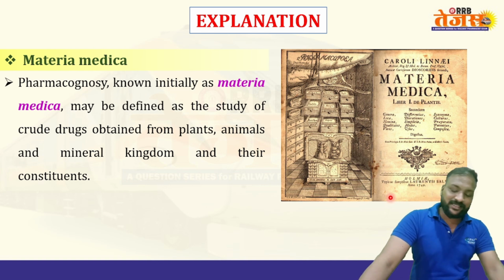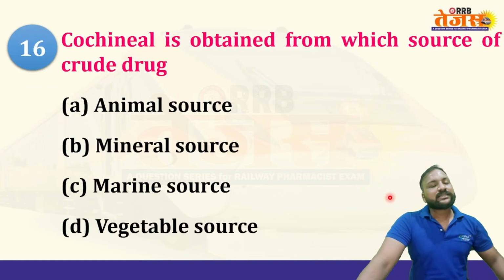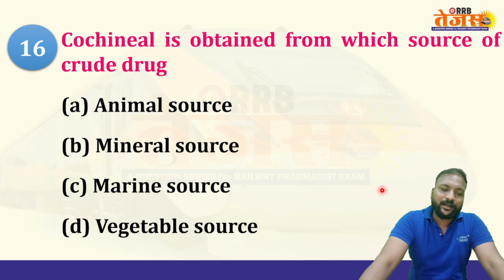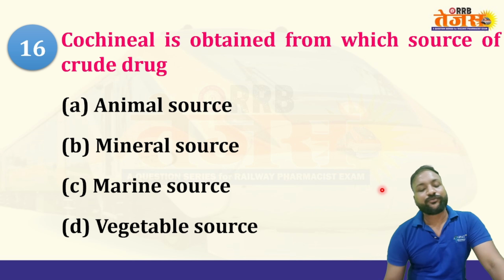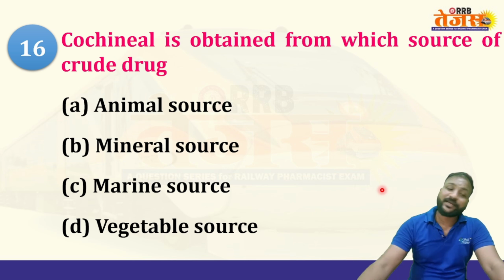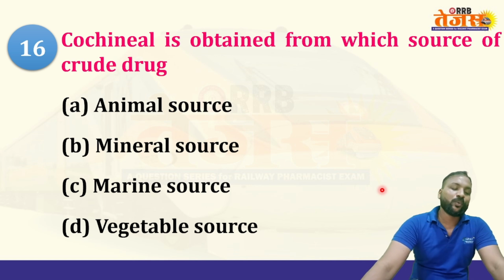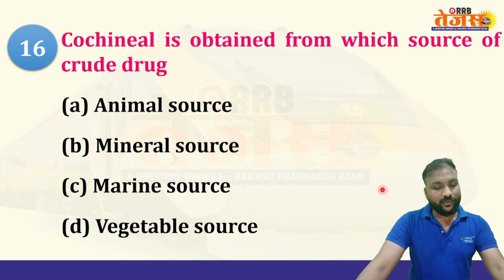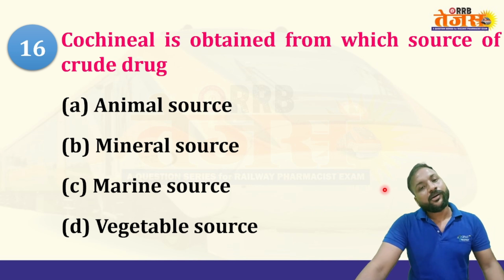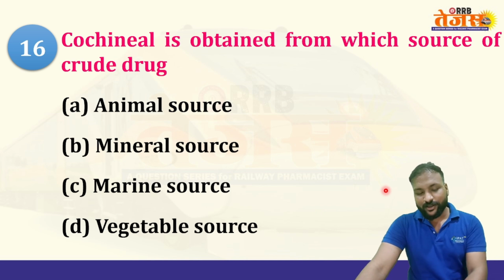Next, the 16th question in this series. Cochineal is obtained from which source of crude drug? Option A, animal source; B, mineral; C, marine source; and D, vegetable source. So what is the source here for cochineal? We'll see the right option.